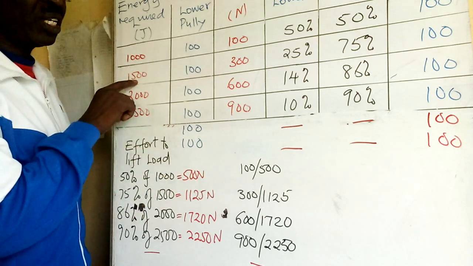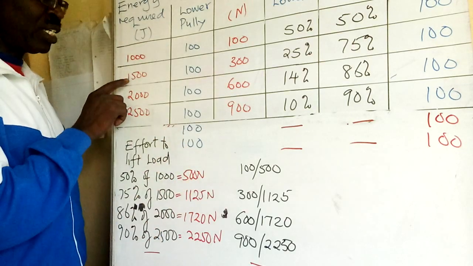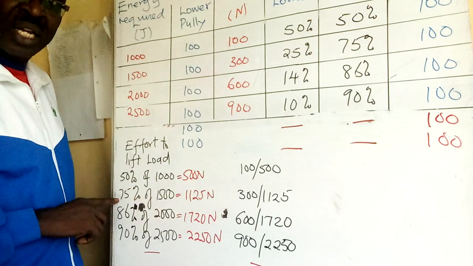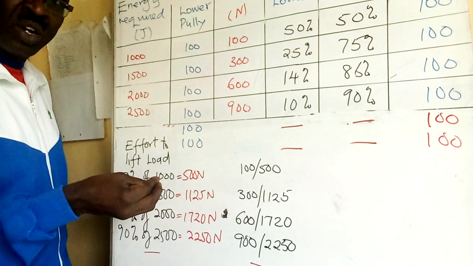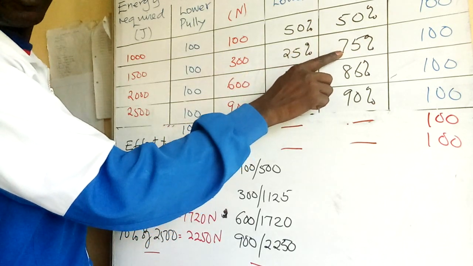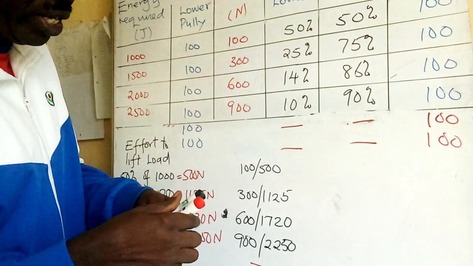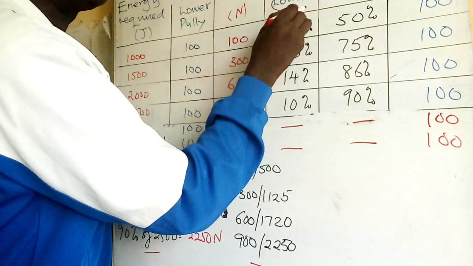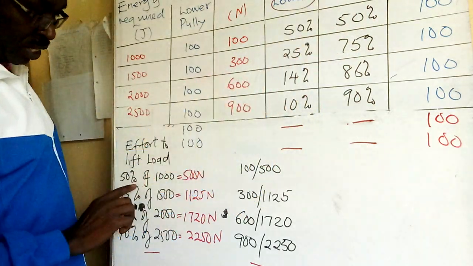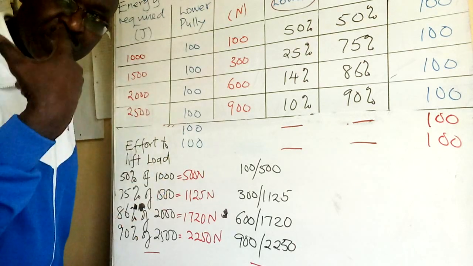Then I imagine I've added to the load, so more energy will be required. So I said, suppose the energy I put in is 1500 joules. So what is going to lift the load is 75%. If you can see here, 75% goes to the load and the rest goes to the lower pulley. So here I have the lower pulley and here I have the load. This is an arbitrary figure.